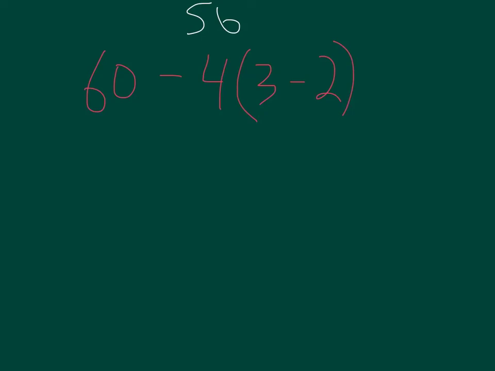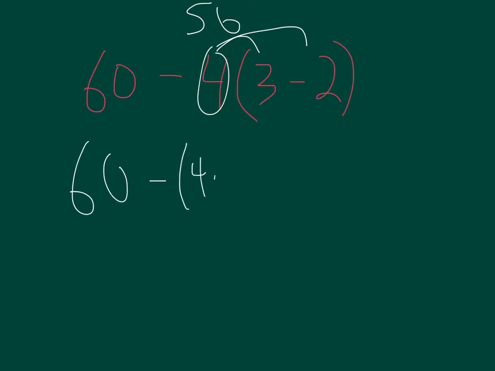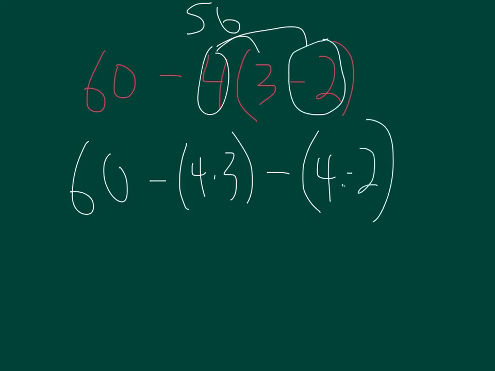So the first thing I'm going to do is distribute this 4 to both of these. So I have 60 minus 4 times 3 and minus 4 times, but look at this. I have a negative 2 there, don't I? I know you're going to say, well, but no, it says subtract 2. And remember that I said that minus 2 or negative 2 mean the same thing.